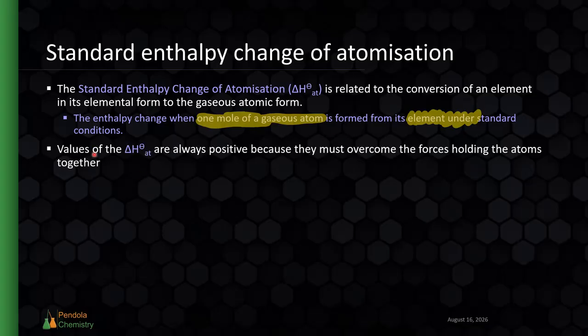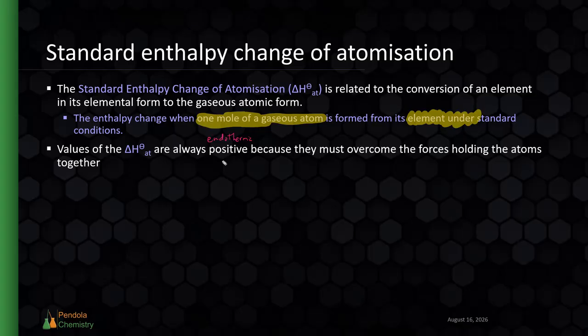Now, the value for enthalpy change of atomization is always going to be positive. This is always an endothermic process. Remember that if an enthalpy change is positive, that means that it's endothermic. So atomization is always endothermic.